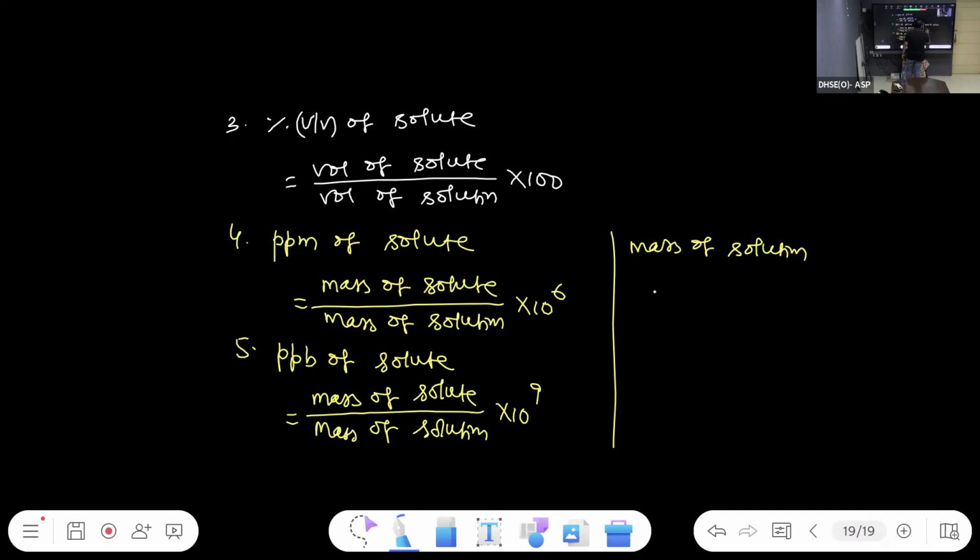At the place of mass of solution we can write mass of solvent.